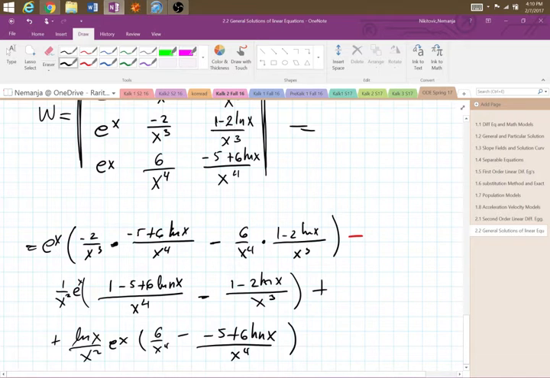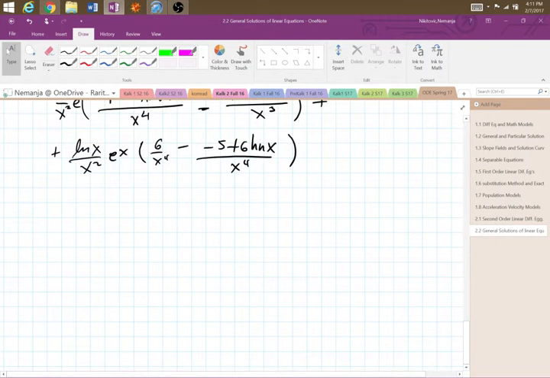So let's talk about non-homogeneous equations. I'm just going to say do this on Sunday. Finish this on Sunday.